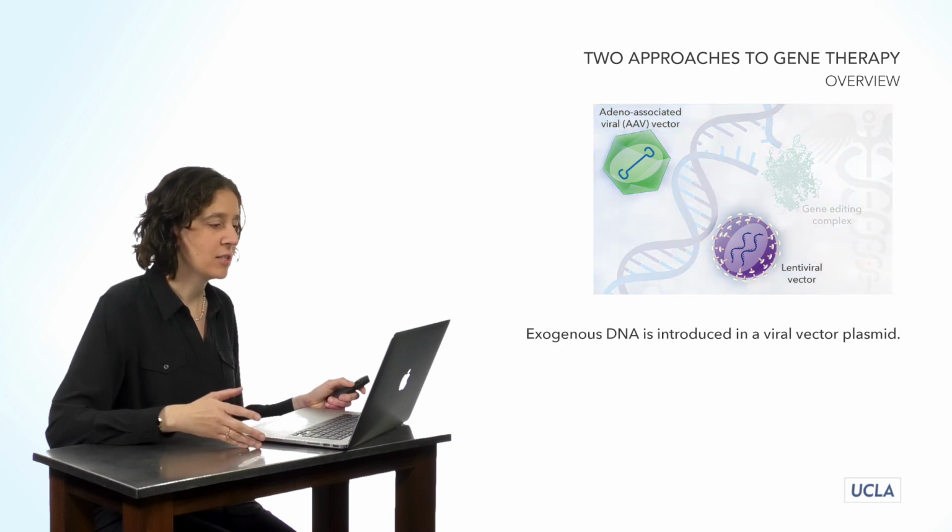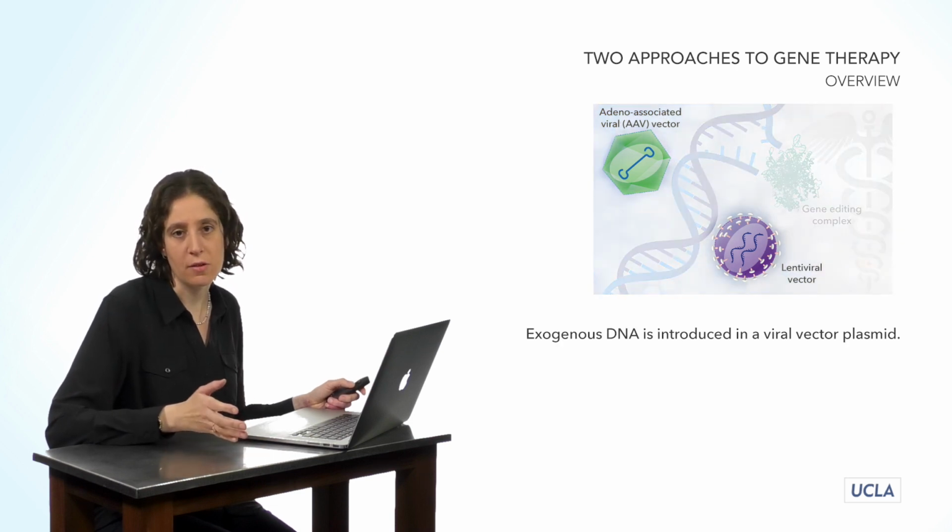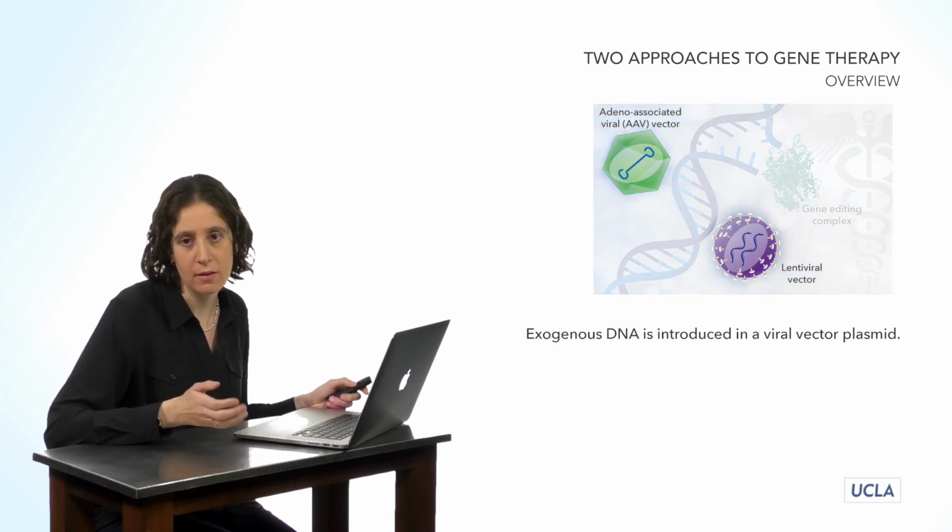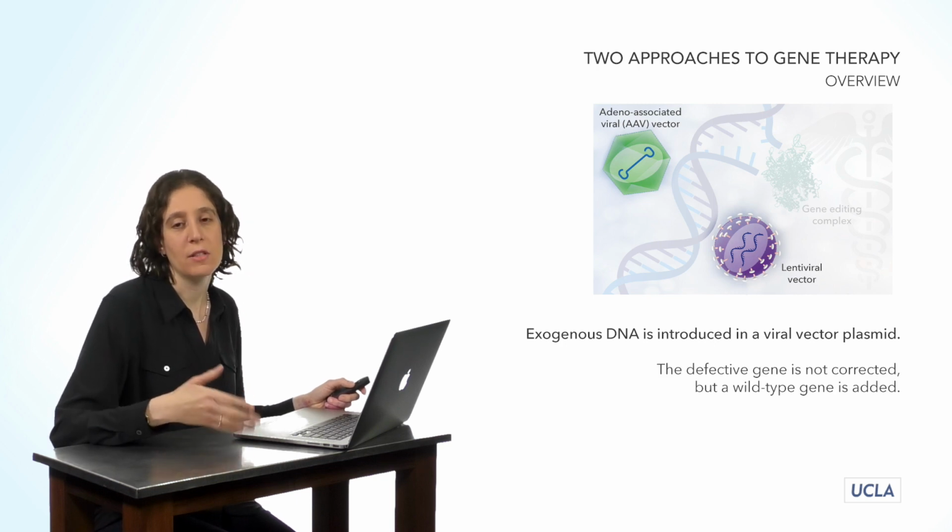There are two general approaches to gene therapy, or more specifically, to how mutated genes are restored. I've already mentioned these. Basically, in the first approach, exogenous DNA is introduced into the patient's cells in a viral vector or a plasmid. And with this approach, the defective gene is not corrected, but a wild-type gene is added.